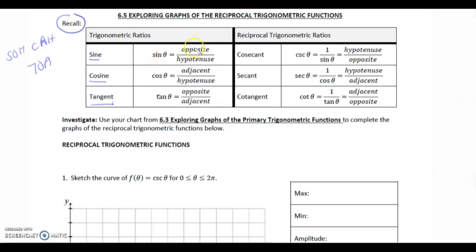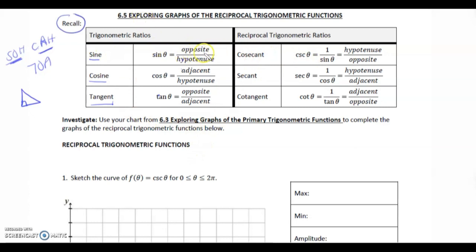we have sine theta equals O over H, opposite over hypotenuse. Cos theta equals A over H, adjacent over hypotenuse. And then tan theta equals opposite over adjacent. And remember, if we're dealing with triangles, we can only use these ratios with right triangles. However, we look at these when we are graphing the sine and the cosine curves.